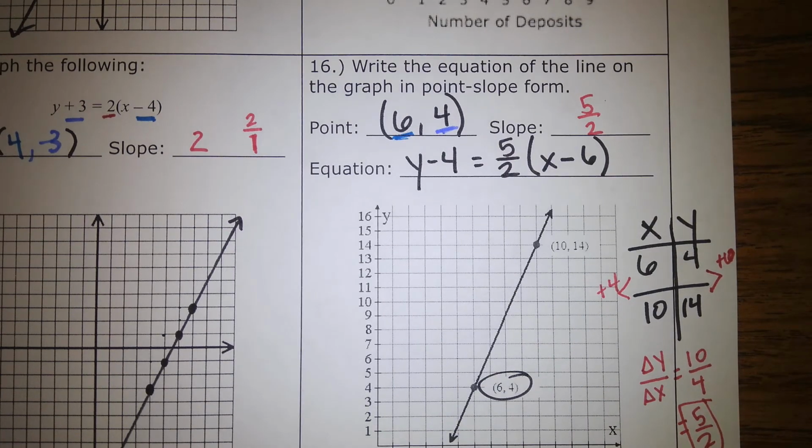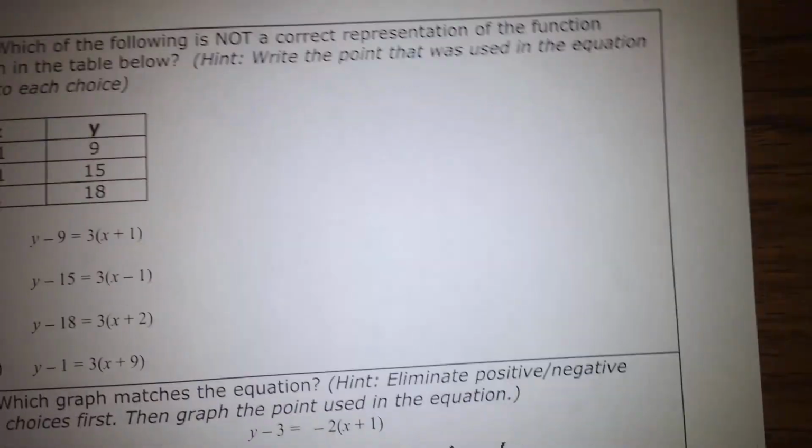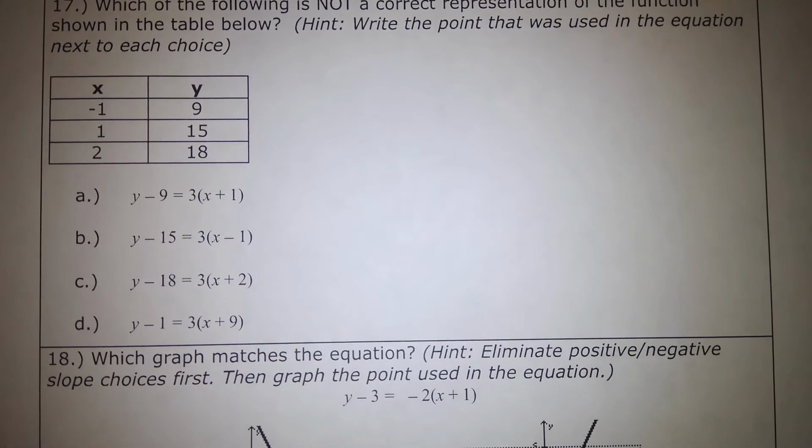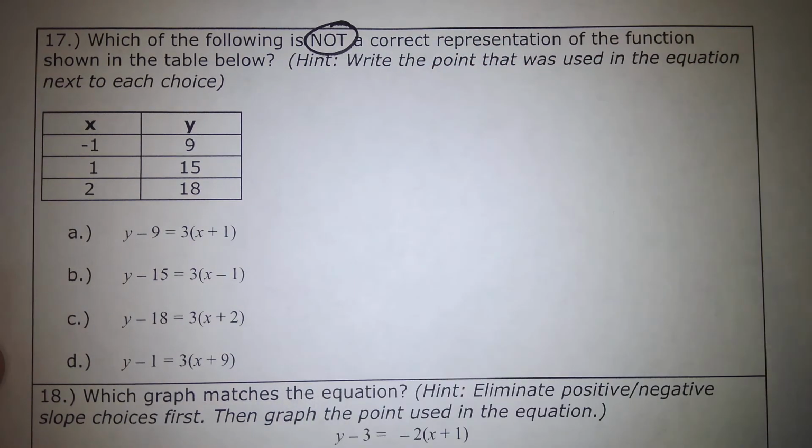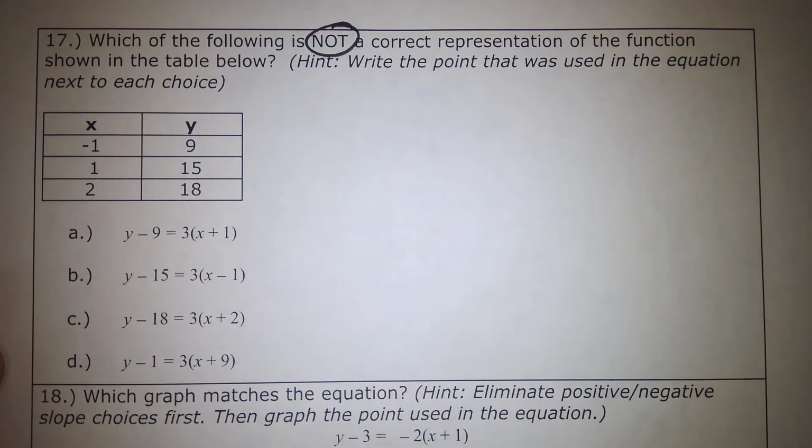All right, y'all, we are narrowing in on the last couple here. So we are going to be looking at this. Number 17. Which of the following is not a correct representation of the function shown in the table below?